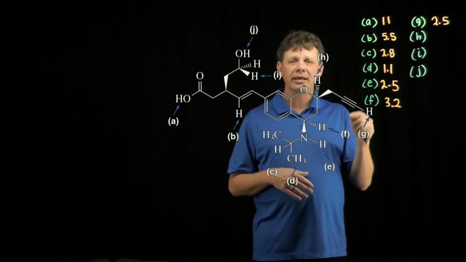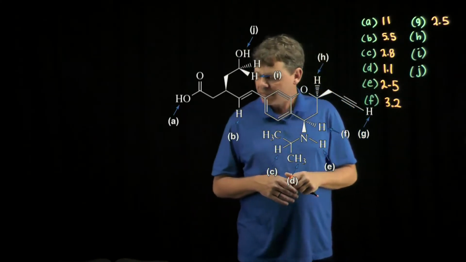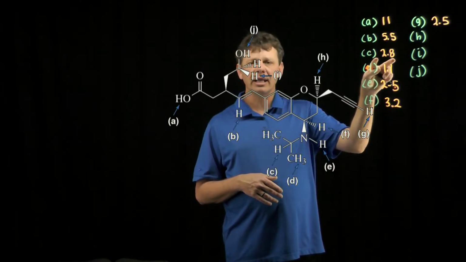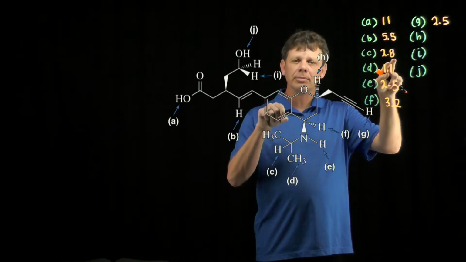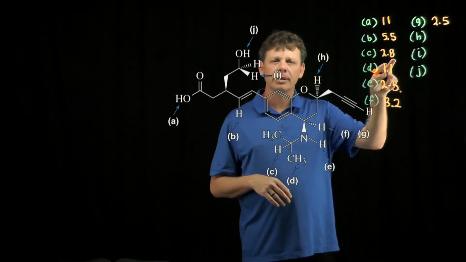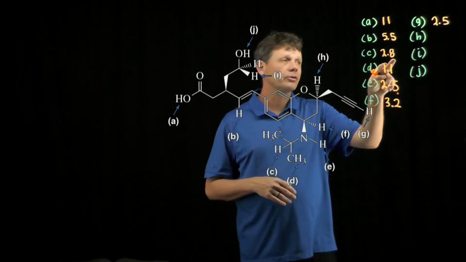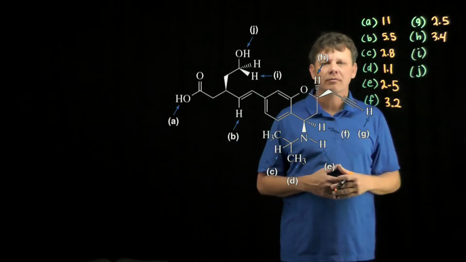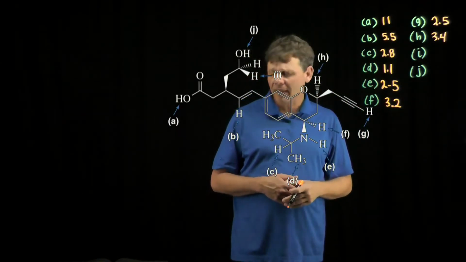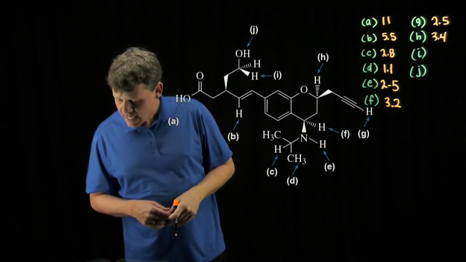Now, oxygen is more electronegative than nitrogen. So if this earlier one, HC, was 2.8, we would expect with oxygen there being more electronegative to have that be a little bit more deshielded, farther downfield, higher chemical shift. So we'll say 3.4 for that. That brings us to I and J.